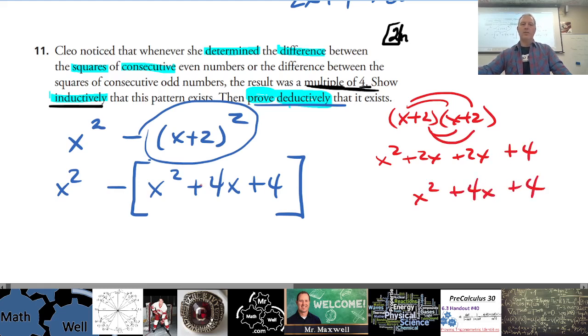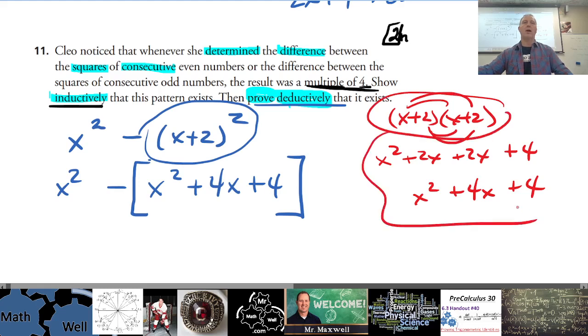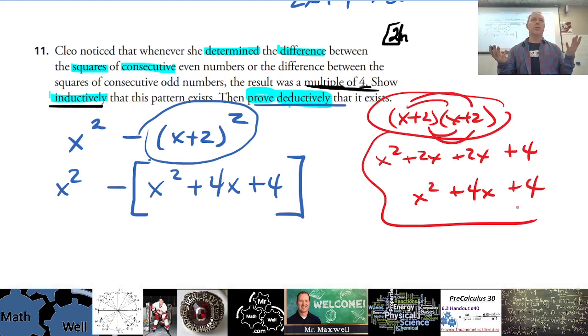Now, I did this in my head. You might not be there yet. You might have to write this out and show your work. No problem, just don't make a mistake. Don't do it in your head if you're unsure. If you're unsure, write it out.